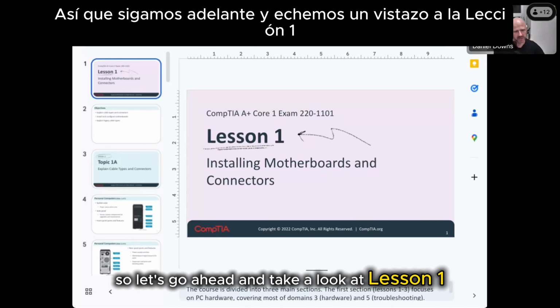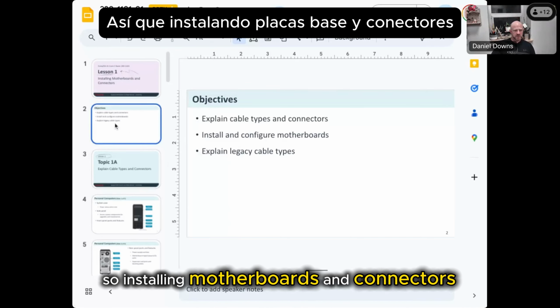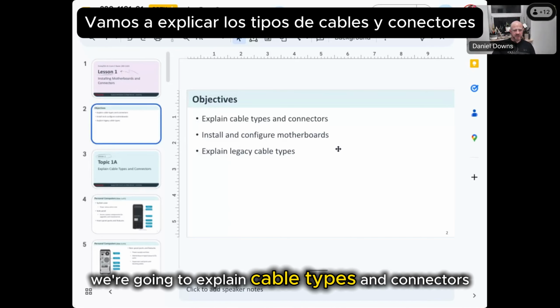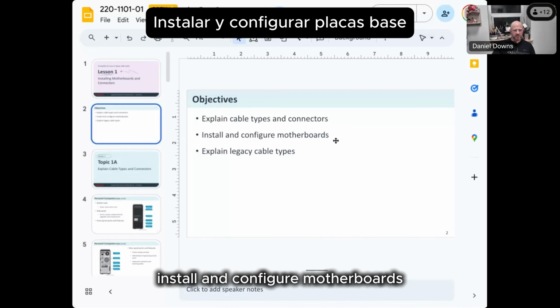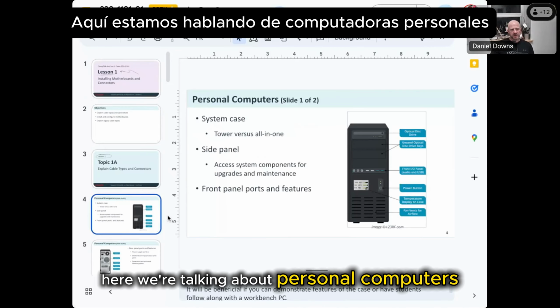So let's go ahead and take a look at lesson 1, installing motherboards and connectors. We're going to explain cable types and connectors, install and configure motherboards, and explain legacy type cables. Here we're talking about personal computers.